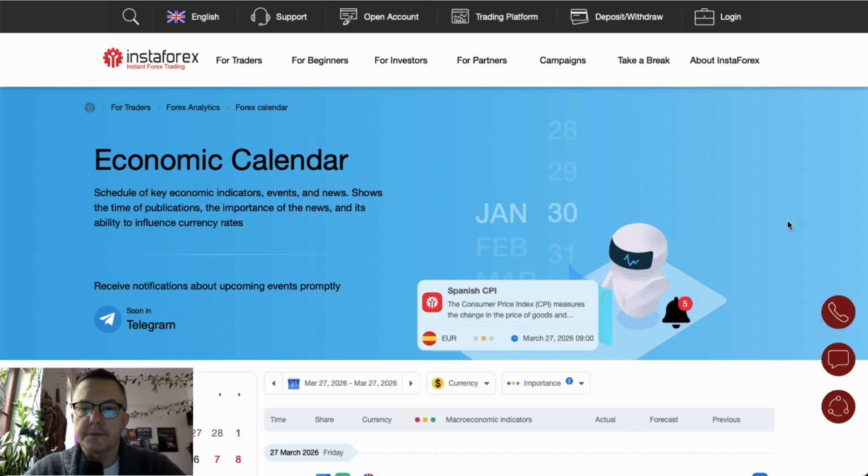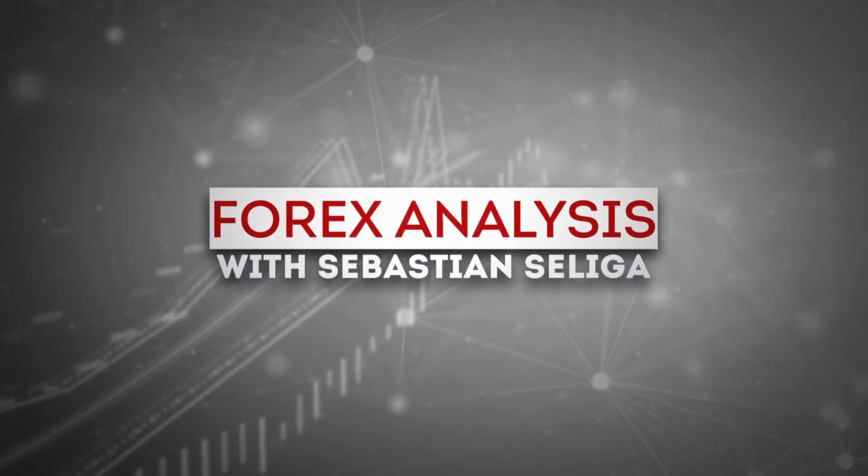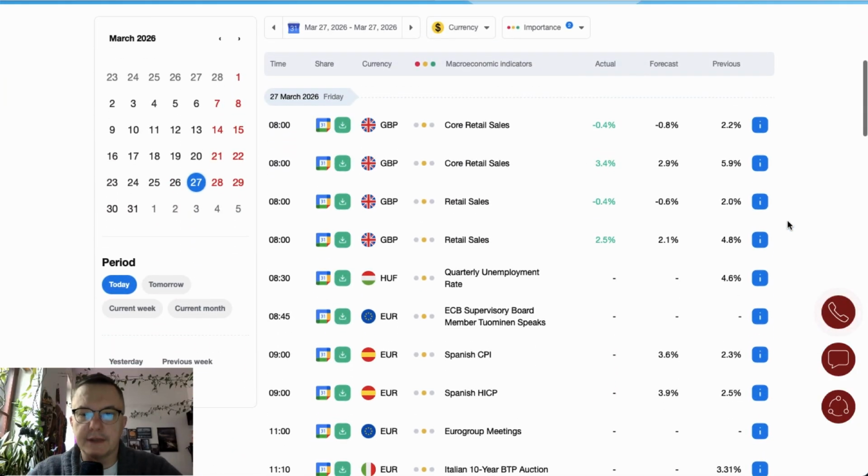Today is Friday, March 27, 2026. Let's take a look at what's going on the economic calendar for today. So this is the economic calendar with the medium and most important data releases. Core retail sales and retail sales data from the UK beat the expectations. As you can see, a bunch of very good data from the UK.